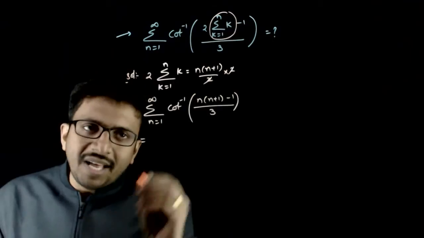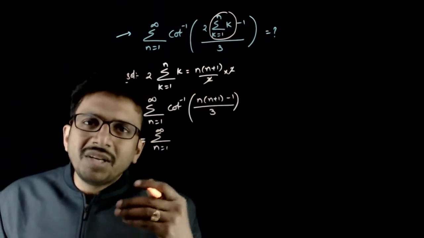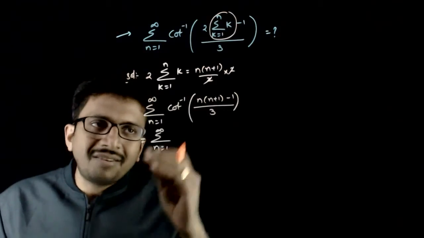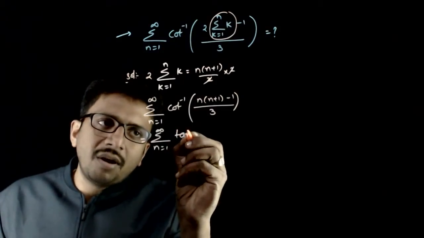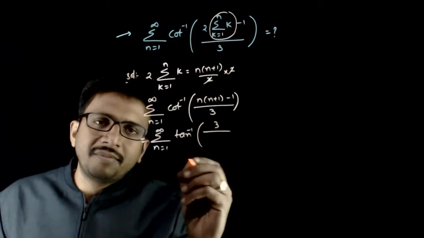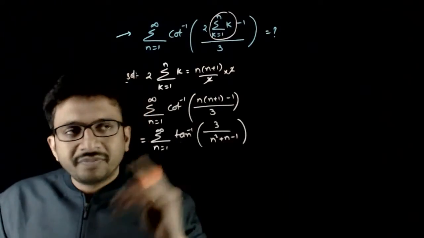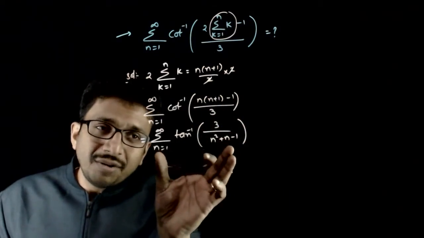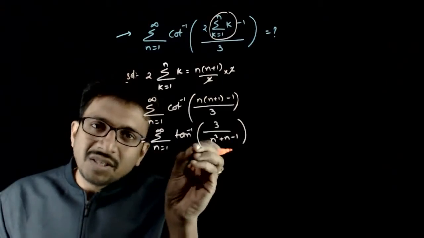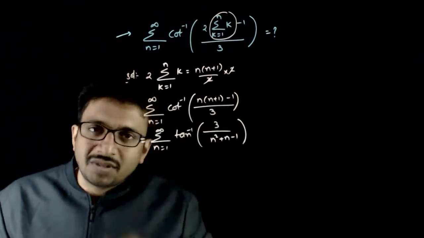So this can be written as the sum from n equal to 1 to infinity. I am more familiar with tan inverse than cot inverse, so I will try to convert this into tan inverse. So this is equal to tan inverse of 3 by n square plus n minus 1. Now I'll try to split this tan inverse into two parts. I'll try to express this as tan inverse of something minus tan inverse of something.